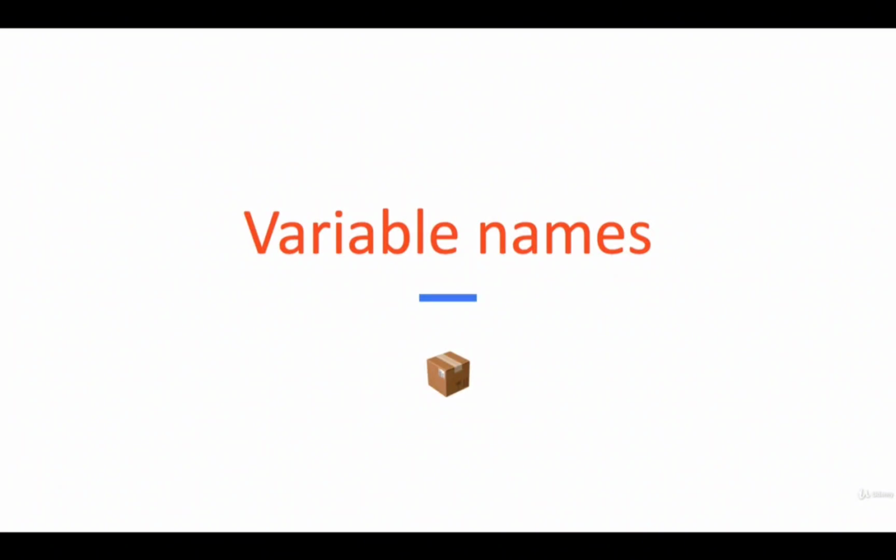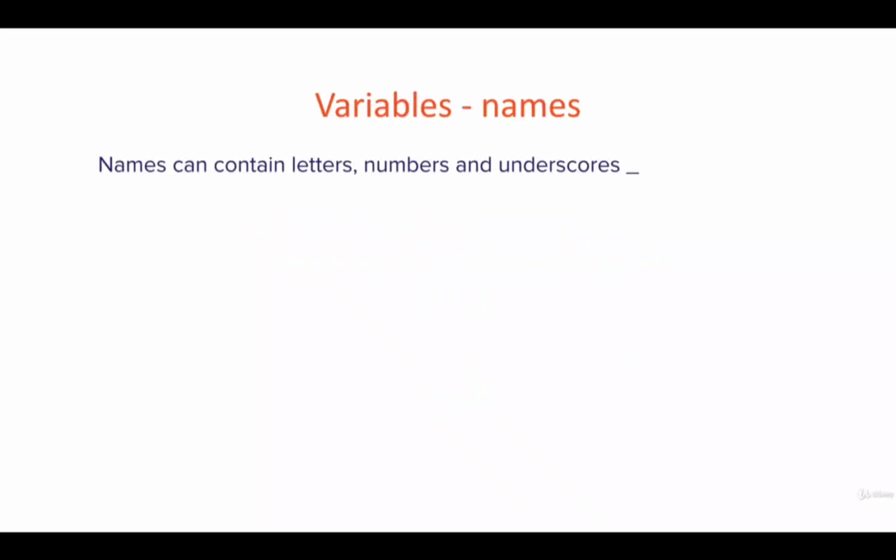Right, so it's easier to understand what a variable named purchase price is for, rather than calling it A1, right? So that doesn't make any sense. Purchase price, you immediately know what that variable refers to, what it stores.